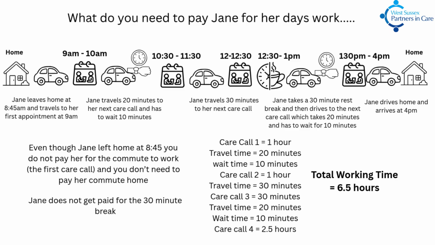How this is calculated: care call 1 is 1 hour. Travel time is 20 minutes. Wait time is 10 minutes. Care call 2 is 1 hour. Travel time is 30 minutes. Care call 3 is 30 minutes. Travel time is 20 minutes. Wait time is 10 minutes. Care call 4 is 2.5 hours.